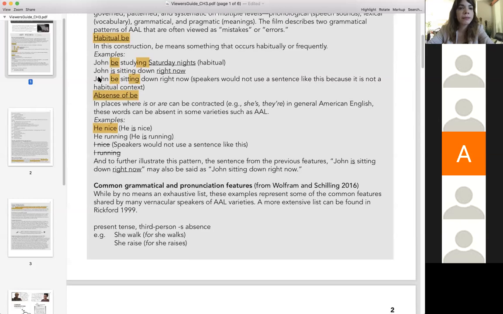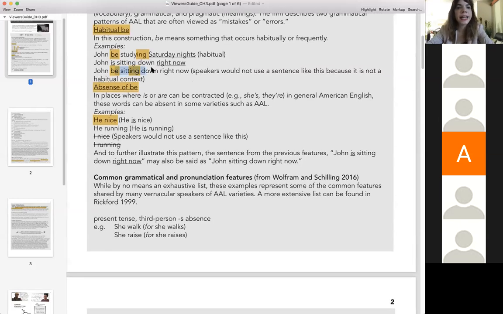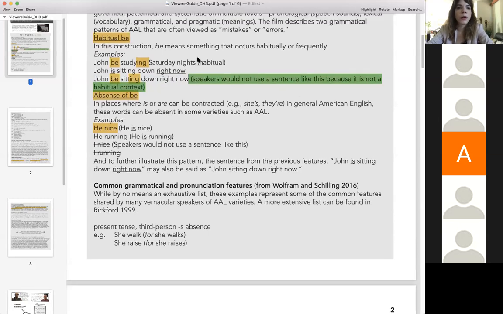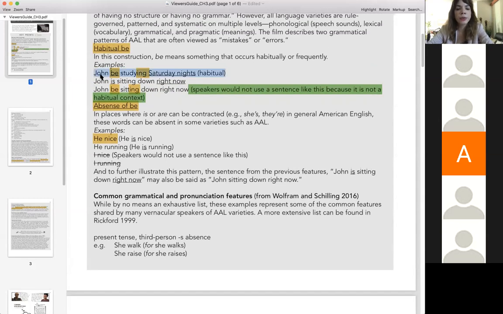Another construction could be John be sitting down right now. Okay? However, speakers would not use a sentence like this one because it's not habitual. Okay, so habitual means que sucede regularmente. So if we're talking about something that's happening right now, something that's happening right now is in the present. It's not habitual. Okay, so this is the sort of construction we would find, and this one we wouldn't find.